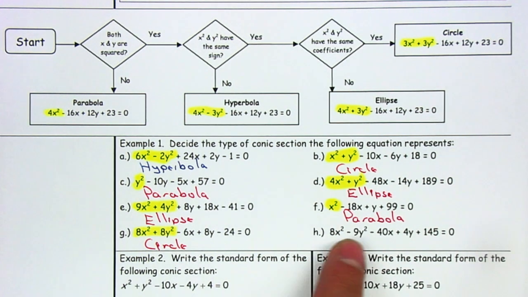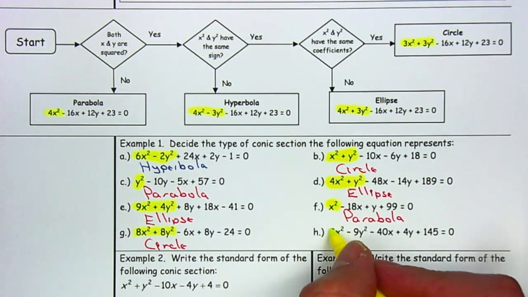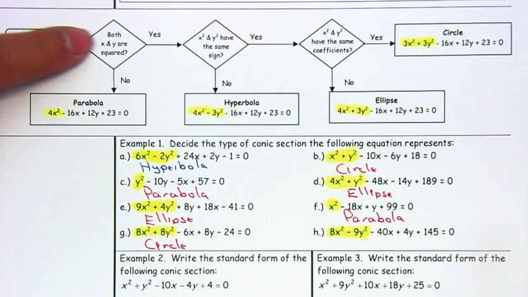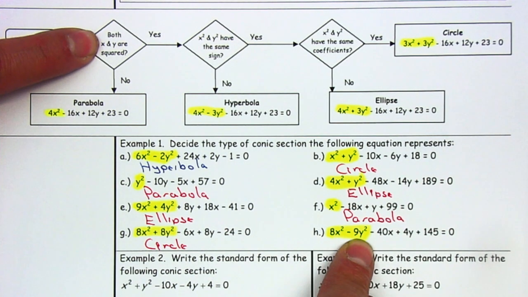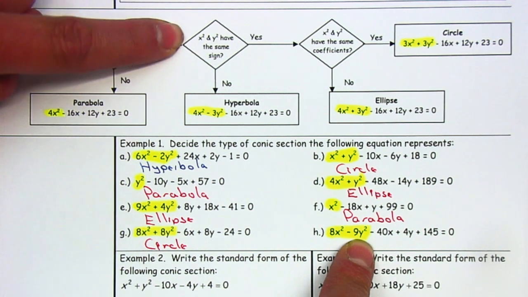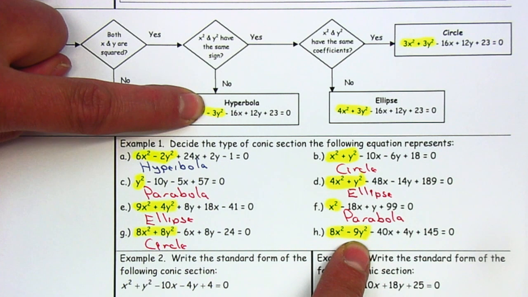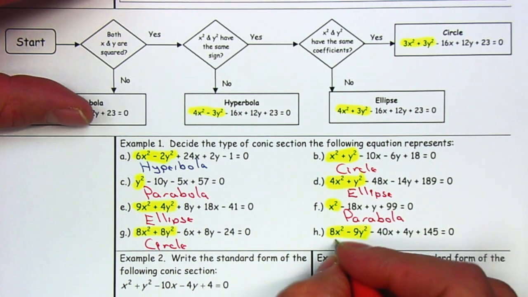I'm looking at the x squared and the negative y squared. Are they both squared? Yes, the x and the y are squared. Do they have the same sign? No, this is a positive, that's a negative, so this is a hyperbola.